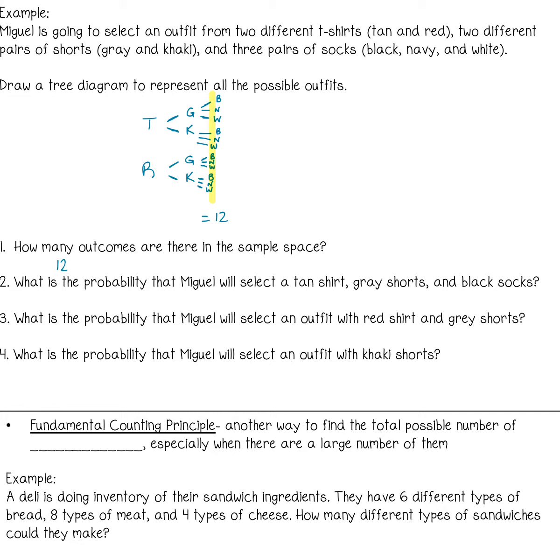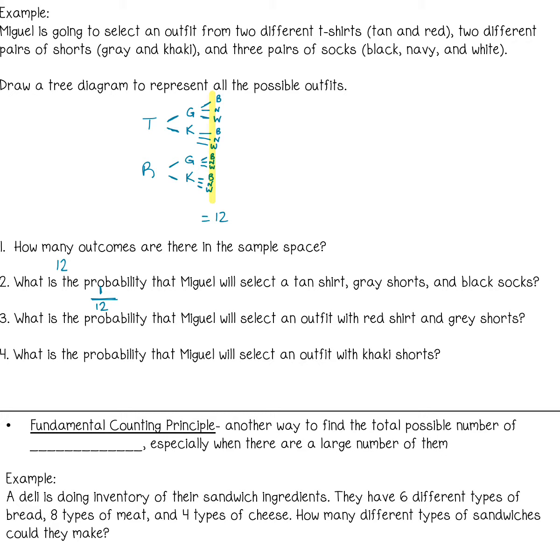Okay. What is the probability that Miguel will select a tan shirt, gray shorts, black socks? Well, the only way that happens is if he goes tan, gray, black. So that is what we want to happen. There's one chance. Total number of outcomes goes on the bottom. We get 1/12.